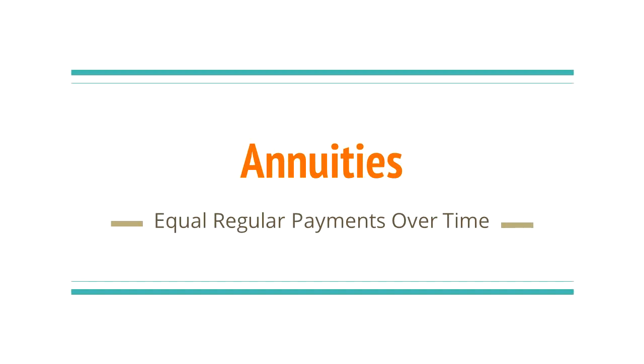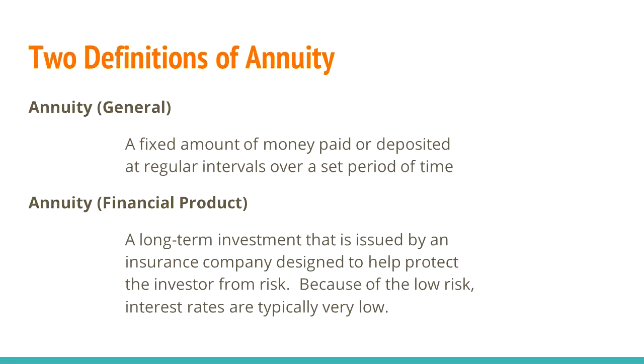Let's talk about annuities. There are two different definitions for the annuity. The first is an annuity defined in general, which is simply a fixed amount of money that is either paid or deposited at regular intervals over a set period of time. The second definition is much more specific, and this is an annuity as a financial product.